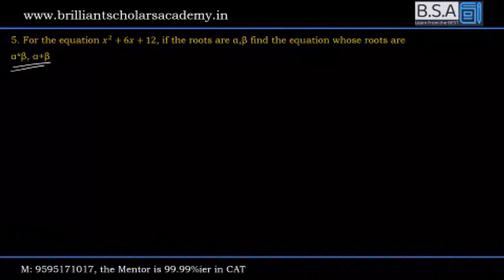Let us try this one. Here, because it is not a symmetric operation, two roots do not seem symmetric. Alpha into beta is equal to 12 and alpha plus beta is equal to -6.